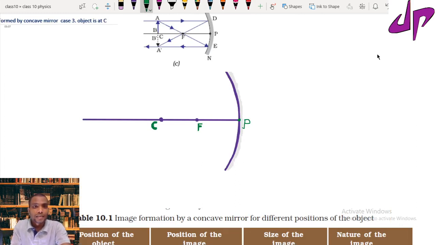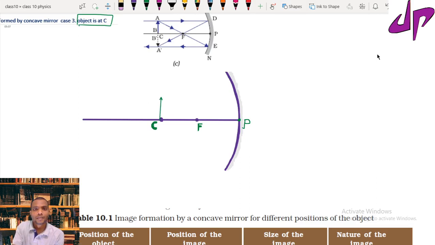Now see the third case. The third case is the object is at the center of curvature. If the object is at the center of curvature, the image also forms at the center of curvature. The size of the image is the same size as the object, and the image is a real and inverted image. So we need to draw that ray diagram here.